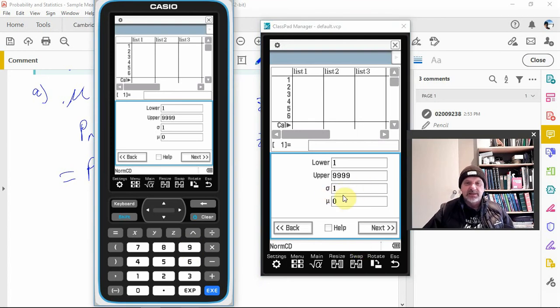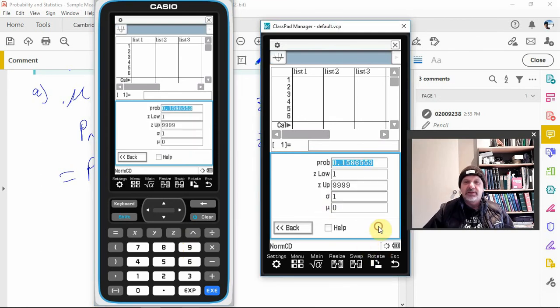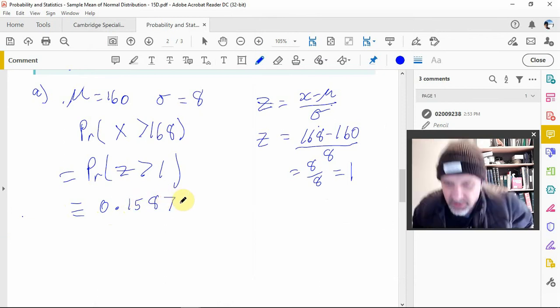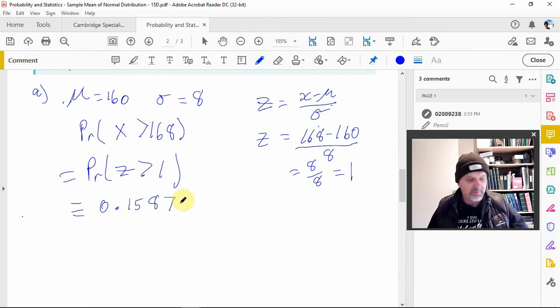So there's our large number, our mean and our standard deviation, because we're using Z: 1 and 0. Go next. And there's our probability, 0.1587. So that is a 0.1587 probability that a woman chosen at random from that population would be greater than 168 centimetres tall.